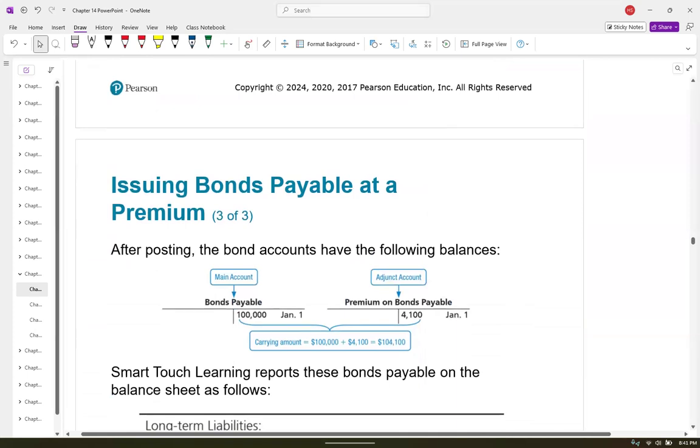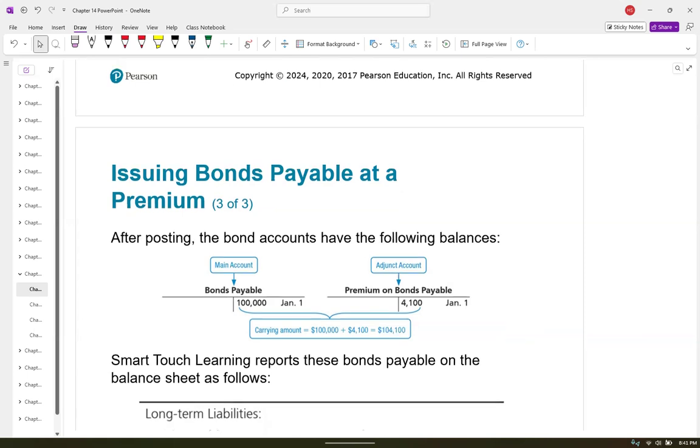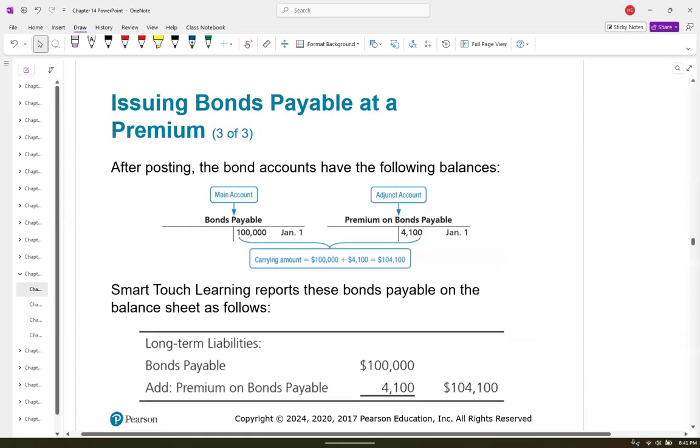It represents less interest that we are going to have over the life of this bond. Okay. It's going to make our interest expense go down. Because remember, we're pricing it for the market. Everybody else's bond is cheaper than ours right now. Okay. So this is how it is on the balance sheet. We have the bonds payable and the adjunct account that gets added to it for 104,100.